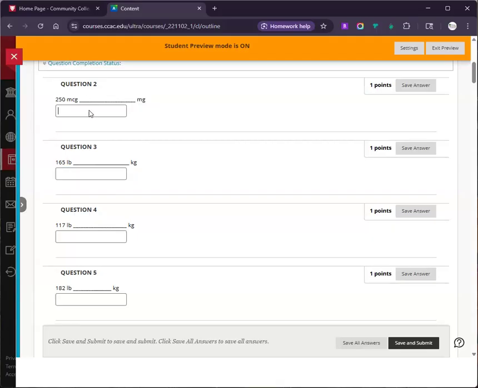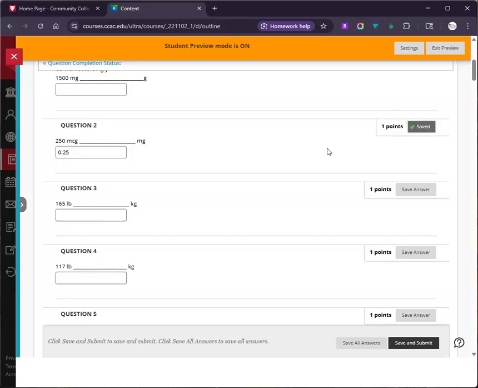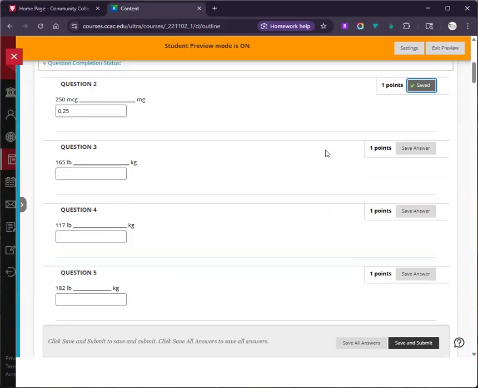So you just put your number in the box. For this one, I would put 0.25 and that would be my answer. And it will auto save. Once I move, it should save, and a lot of times you'll see that listed there indicating that it's saved, but it should save my answer.